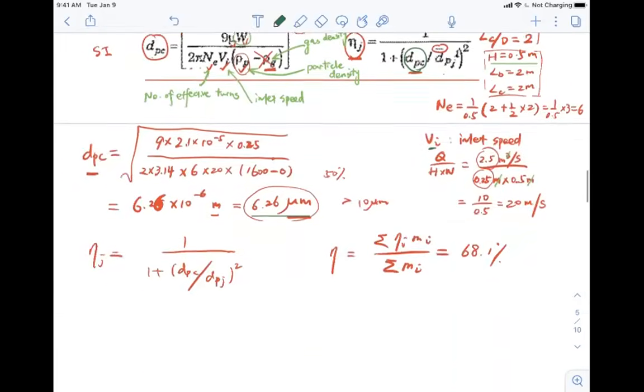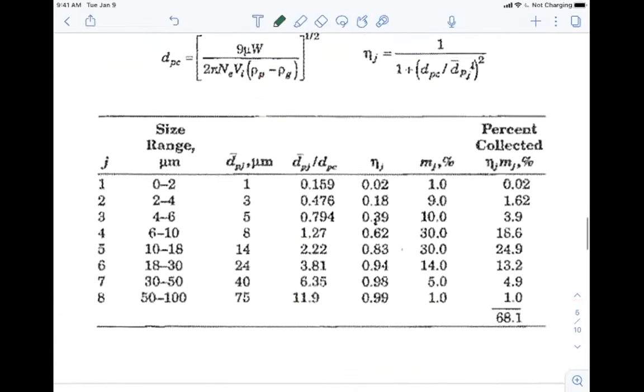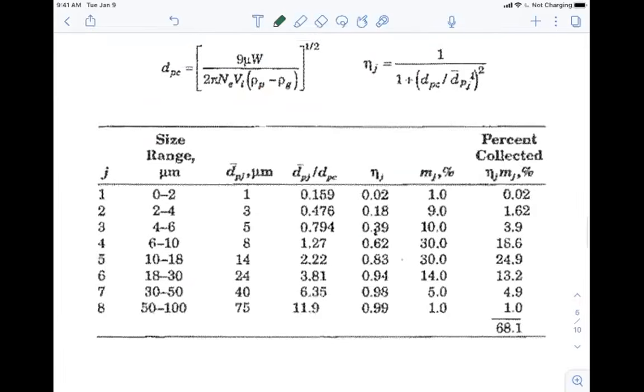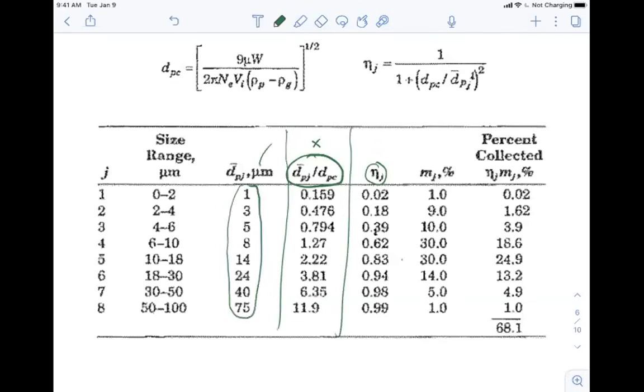Okay, so I also have the table in here, right? So you probably are talking about this table, right? So it's indeed using the dpj over dpc, but eventually when you calculate that, you have to reverse it and plug it in. Okay, so you don't necessarily need to list this column here. As long as you can find out what is the particle size, you can directly plug it into the equation to find out the efficiency. All right. So does that answer your question?